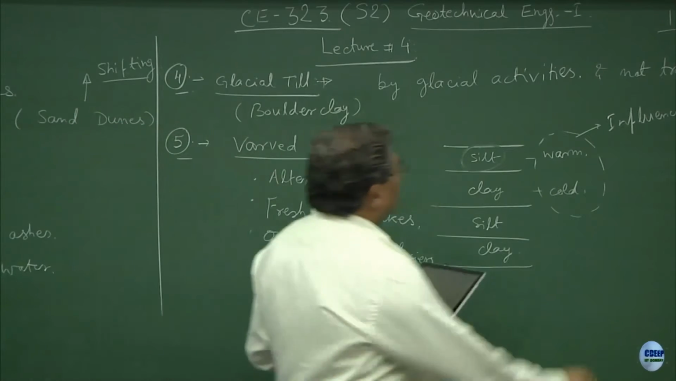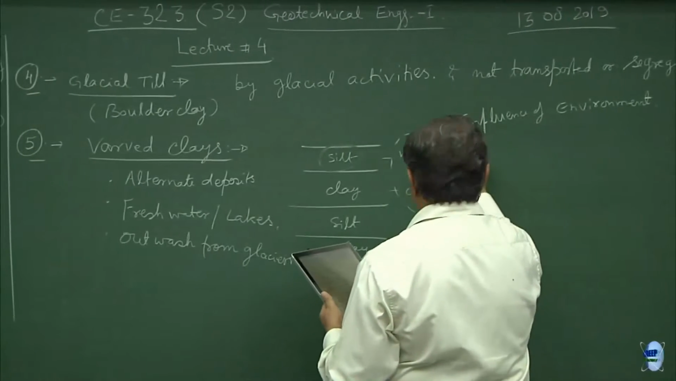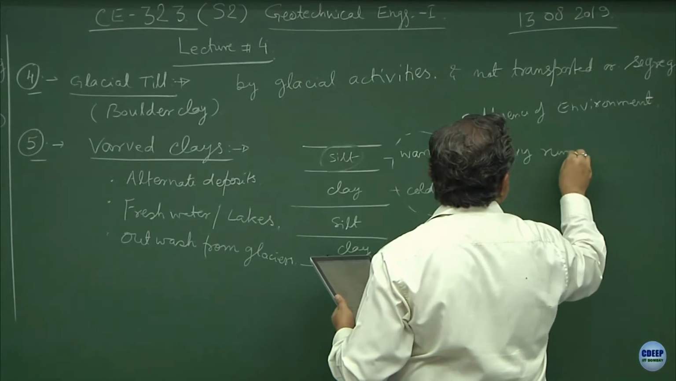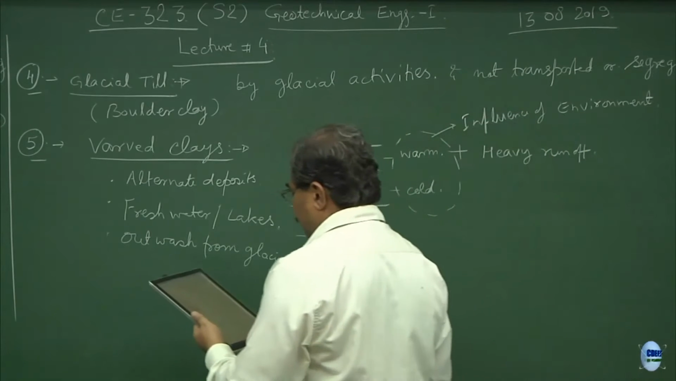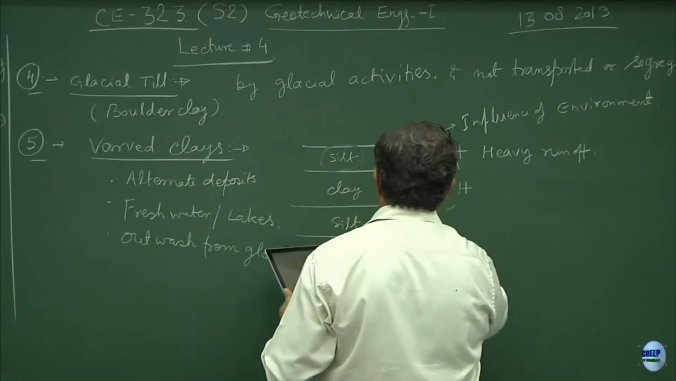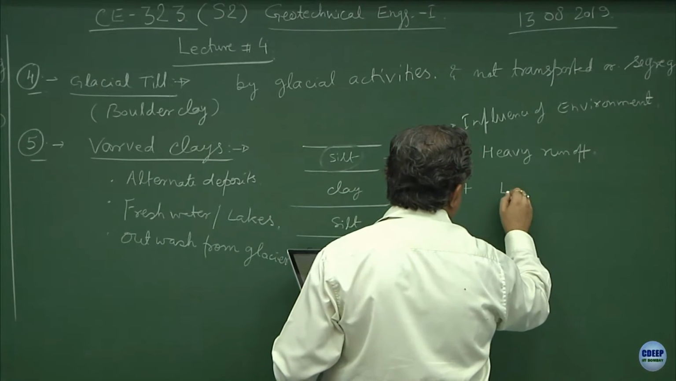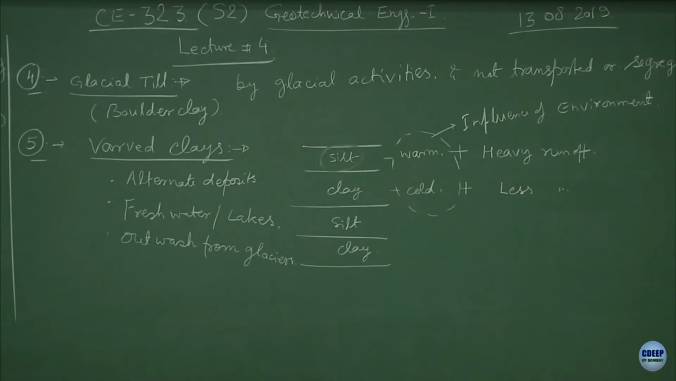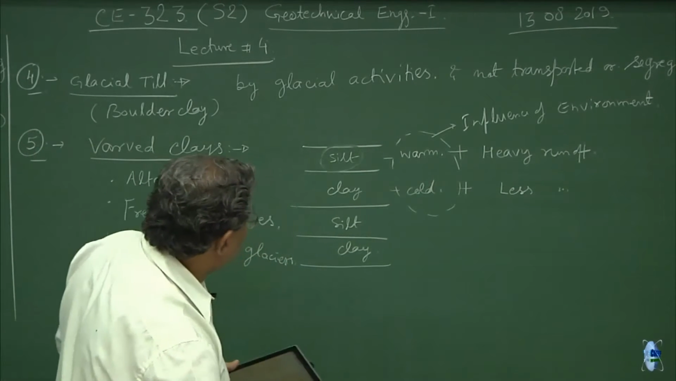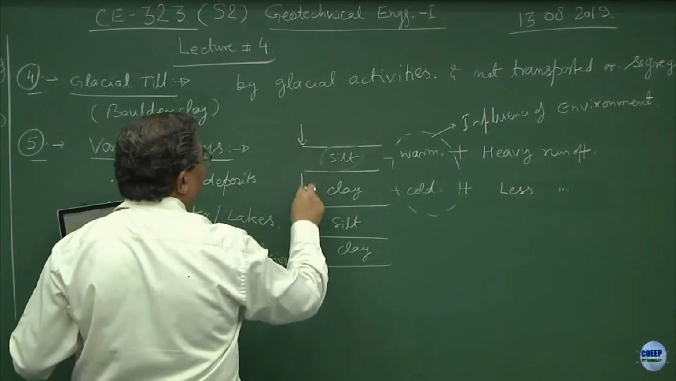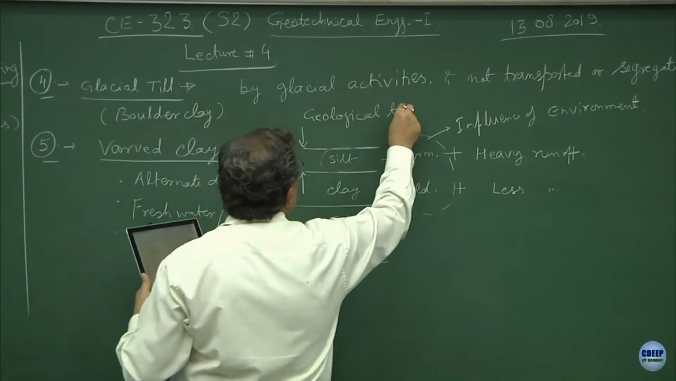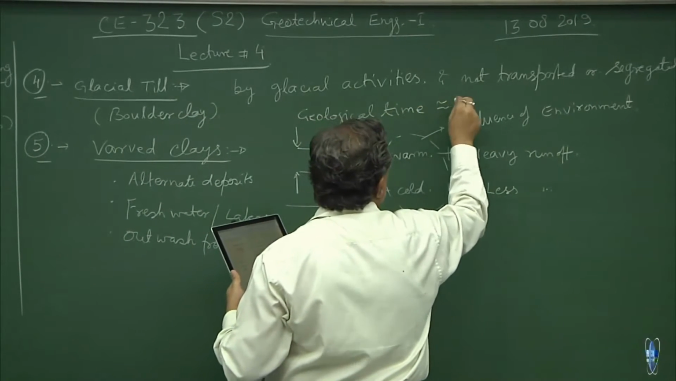Now, silt deposition occurs when the environment is warm plus heavy runoff. However, clay formation is during cold weather and less runoff. Truly speaking, this type of deposit will be forming in a few years. So, you might have a geological time associated with this, which could be of the order of a few years.